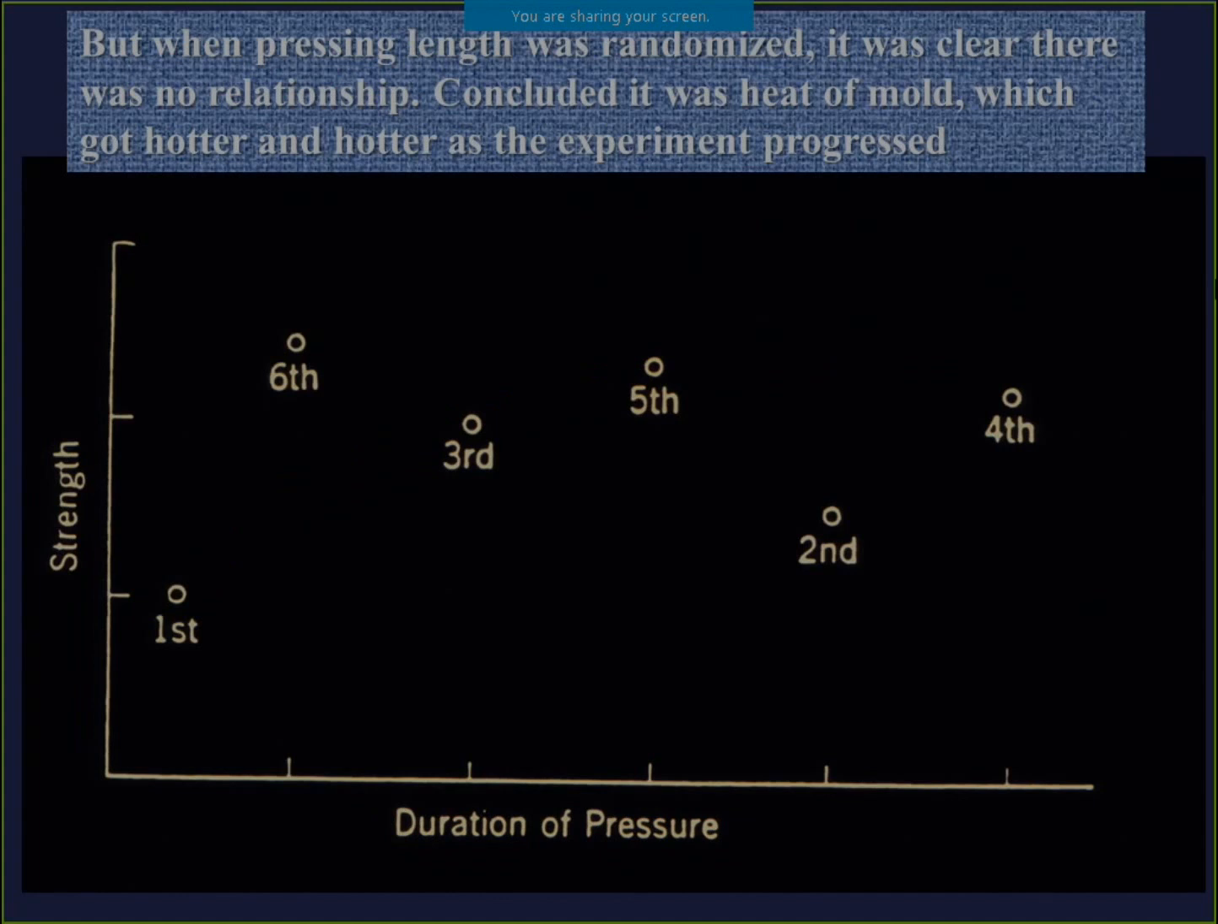The lab then redid the experiments with randomization. It was clear now that the dependence didn't actually exist. It appeared that because the mold got hotter and hotter during the experiments, it was actually heat of the mold, not length of time being pressed, that was related to strength.